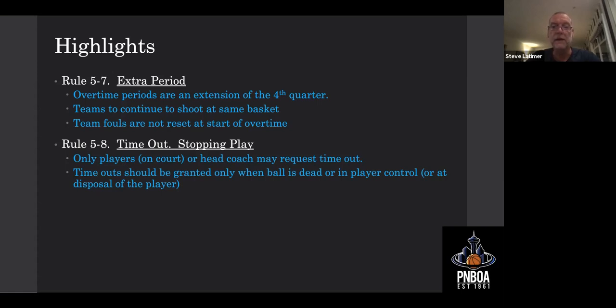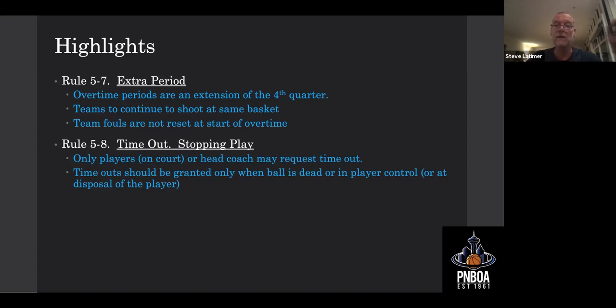When can a timeout be granted? Only players on the court or the head coach may request a timeout. So team members on the bench and assistant coaches on the bench can't call timeouts, or shouldn't be granted timeouts if they're requesting it. And a timeout should only be granted when the ball is dead or when there's player control for the team in player control or at the disposal of the player. So the team that's in team control or player control, dribbling the basketball, holding the basketball, can call timeout. The other team obviously can't.